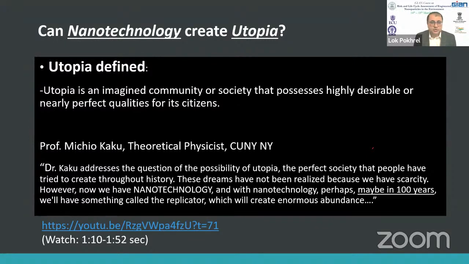First we need to define what utopia is, right? Utopia is an imagined community or society that possesses highly desirable or nearly perfect qualities for a citizen. So we want everybody to have sufficient resources, so that everybody is happy and lives well. That is really a utopian society. Perhaps in all democratic nations, including in history, many societies intended to create a utopia, but it never happened. Now, here we have Professor Michio Kaku from CUNY, New York.